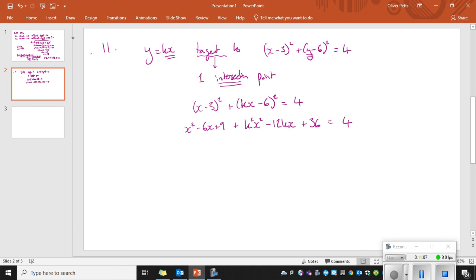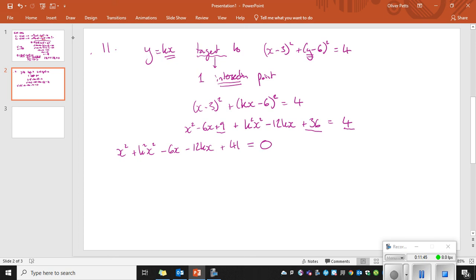Remember, for a quadratic, we also want it equal to 0, so I'm going to have that at the end too. So I've got my x squared term leading. I've then got another x squared term with a k squared as its coefficient. I've then got my x terms, so I've got a minus 6x and a minus 12kx. And then I've got my numbers, which I can just collect together. So I've got a plus 9 and a plus 36, so that is a plus 45. I then want to take away the 4 from the other side, so I'm going to have a plus 41. And that's going to equal 0.